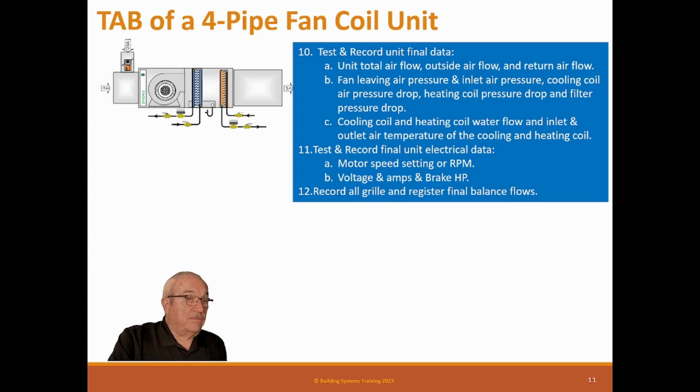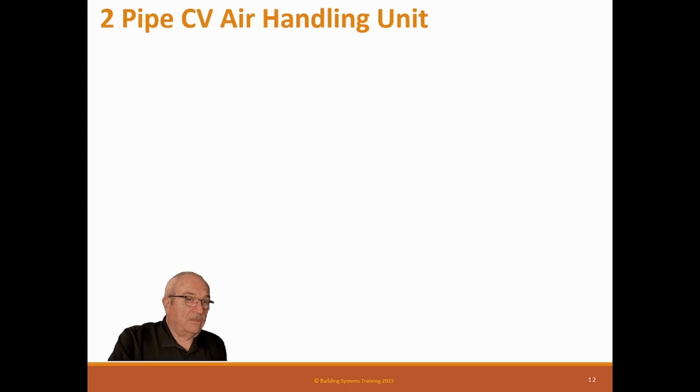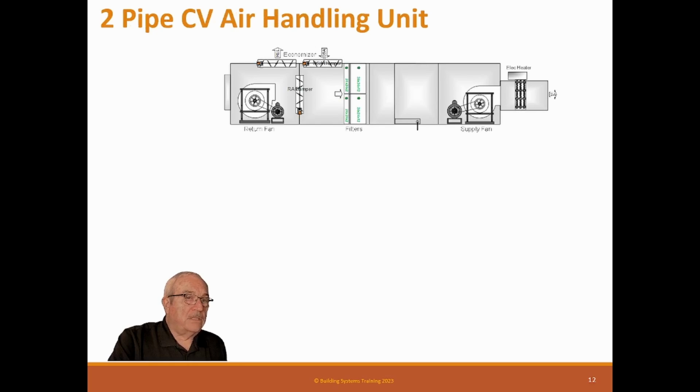So constant volume system, pretty easy actually to do. 2-pipe constant volume air handling unit. So now we call this other one a fan coil unit. Normally fan coil units are 2,000 CFM and less, and they might call them blower coils if they get bigger. But the difference between an air handler and a fan coil unit is size and complexity. So this is a full air handling unit.